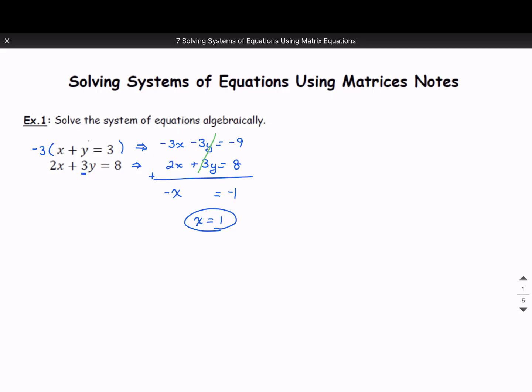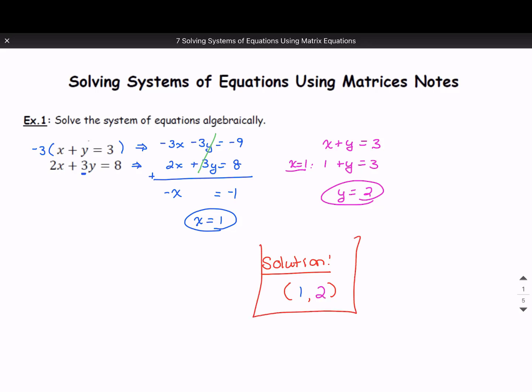Awesome. Now, we can take the fact that we know that x plus y equals 3, and we know that x equals 1. So we substitute the 1 in for x, plus y equals 3. And if we subtract 1 from both sides, we find that y equals 2, which means that our solution is the point (1, 2). And there we go. We have solved the system of equations.